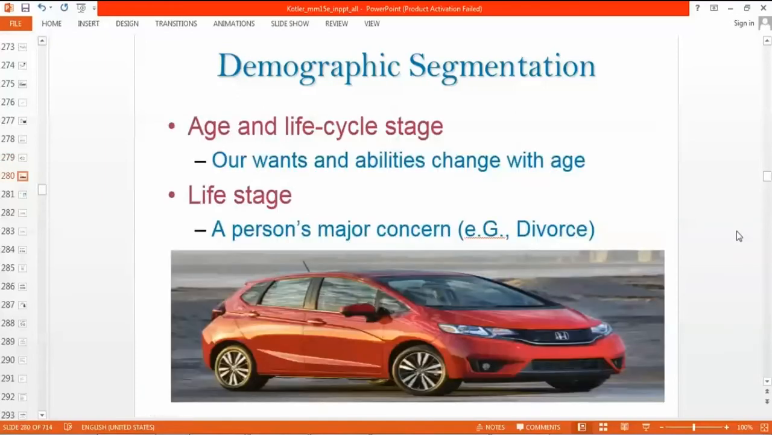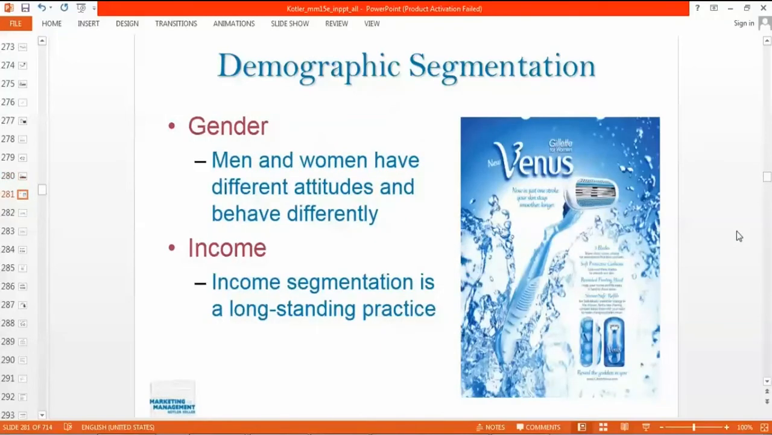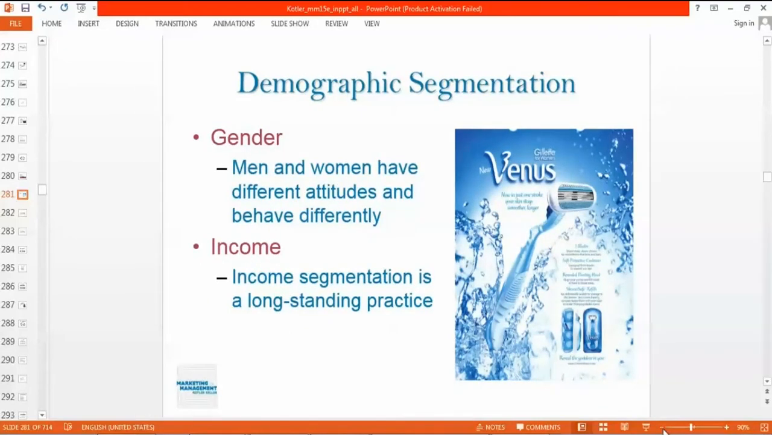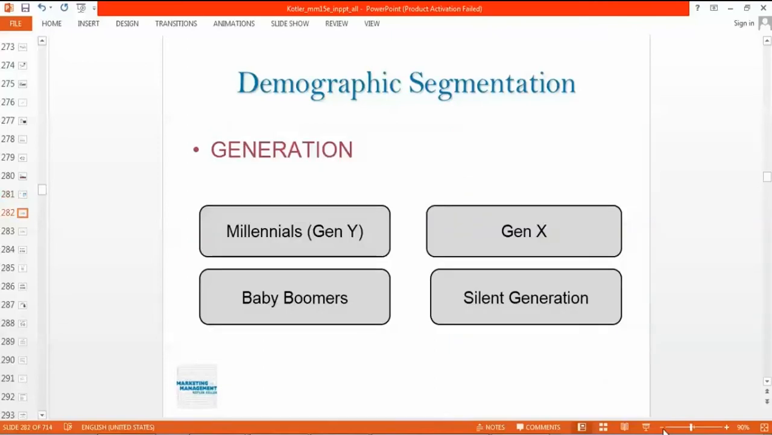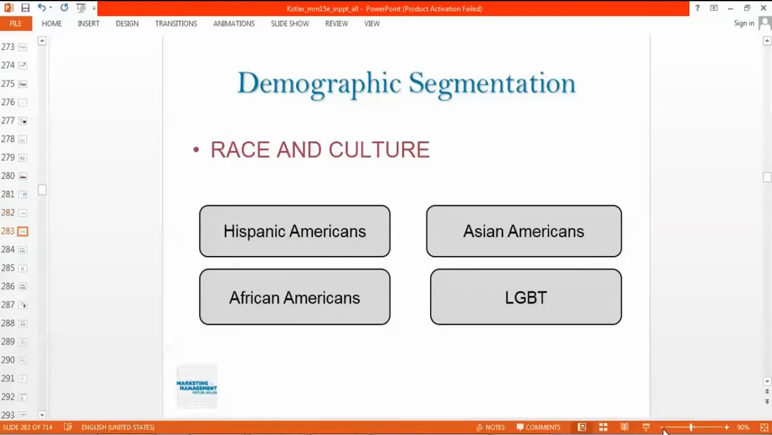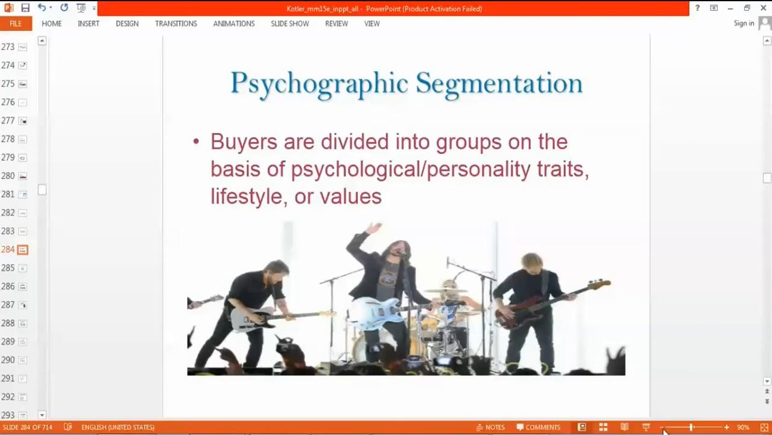So, married and divorced life stage as well, and then gender. Sometimes gender is not recommended because people say this is a sensitive area, so we do not use gender in clustering anymore. Men and women want to be treated equally, so there is some dispute on that. For generation, we have millennials, Gen X, baby boomers, silent generation. Race: Asian, American, African.